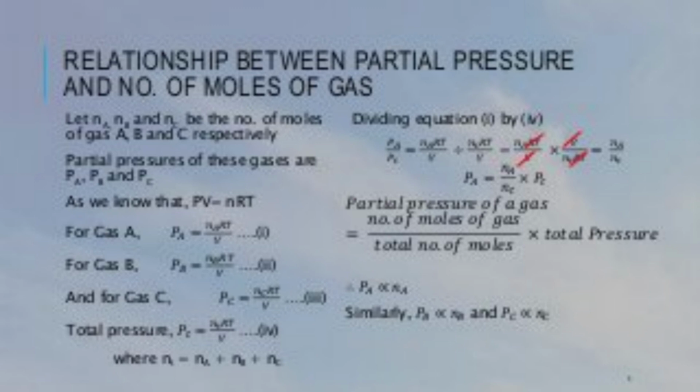From the above equation, we can say that Pa is directly proportional to Na, which is number of moles of gas A. Similarly, Pb would be directly proportional to Nb, and Pc would be directly proportional to Nc. This explains the relationship between partial pressure of a gas and its number of moles.